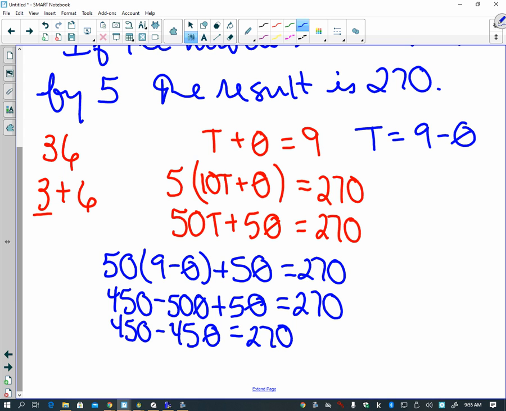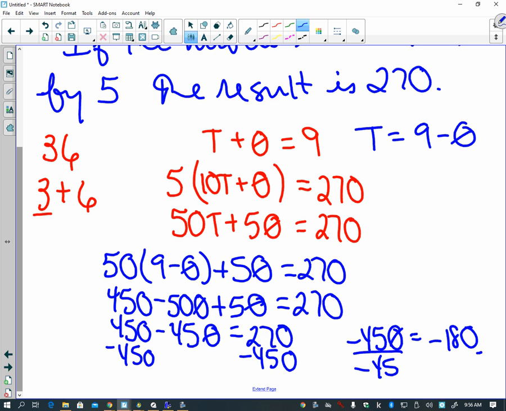What do I do with this 450? Subtract it. Okay, from 270. Okay, so I got negative 45O equals negative what? 270 minus 450. Negative 180. What's negative 180 divided by negative 45? Okay, so O equals 4, right?